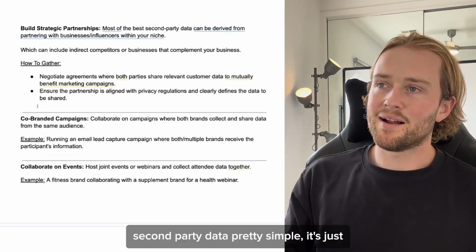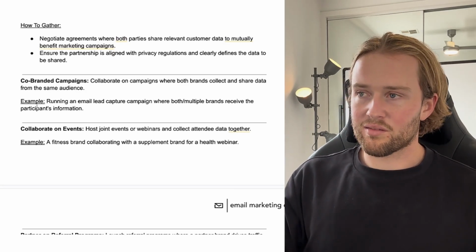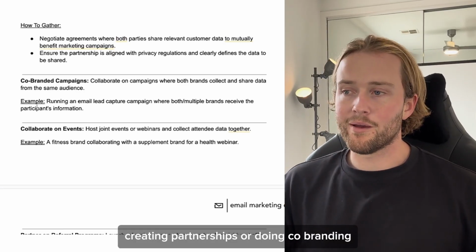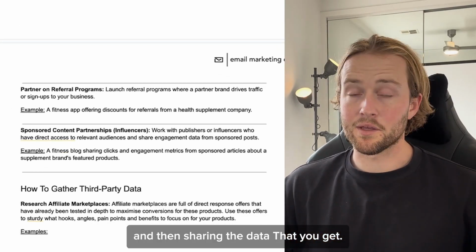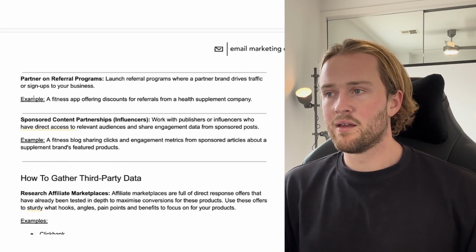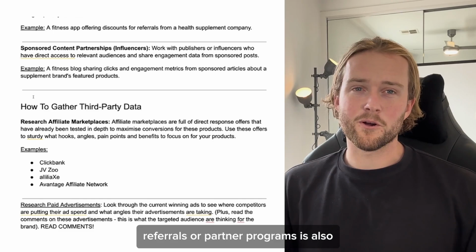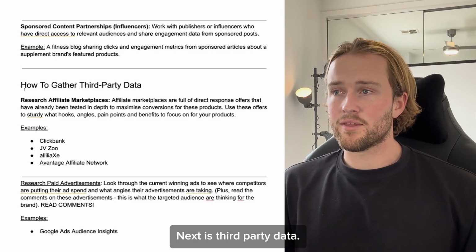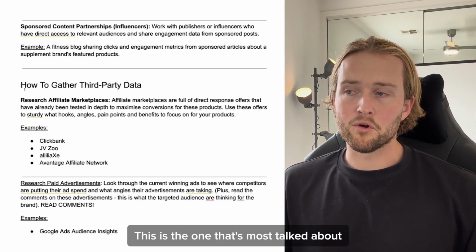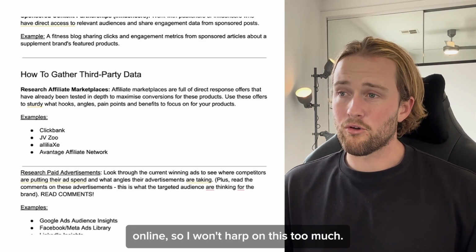Next is second party data. Pretty simple. It's just creating partnerships, or doing co-branding campaigns, or doing events with other brands and then sharing the data that you get. I won't talk much more about this. Referrals or partner programs are also another good way to get this data, actually. Next is third party data. This is the one that's most talked about online, so I won't harp on this too much.